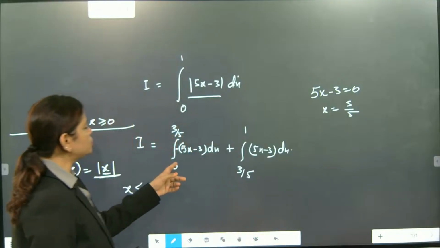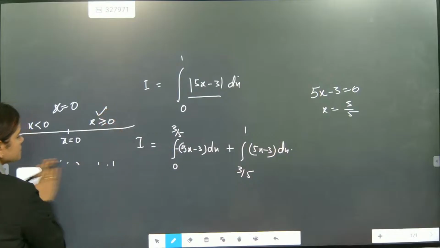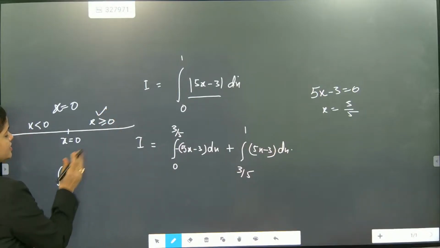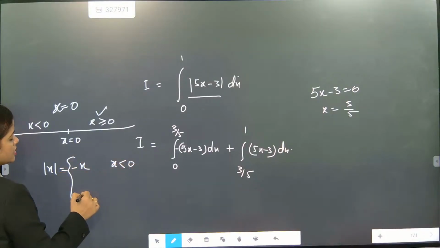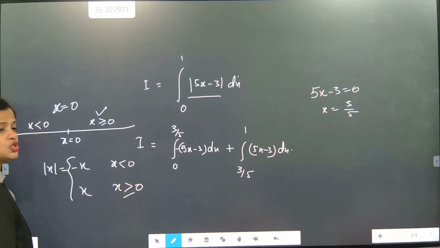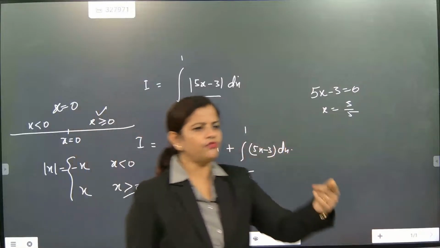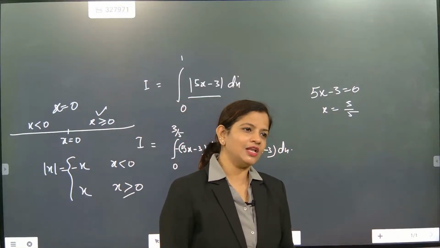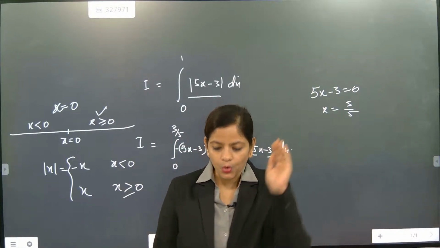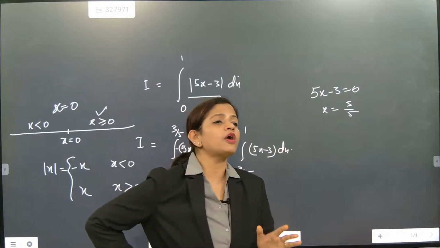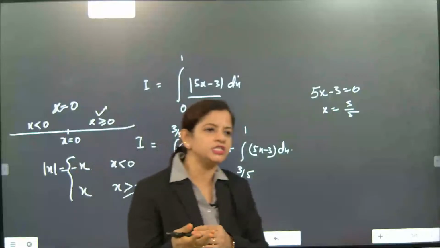Got it? So check this one out. For modulus of x, when x is less than 0, modulus of x becomes minus x. The same modulus becomes plus when x is positive. For a negative value of x inside the modulus, you get a positive value of y. For a positive value of x, you already get a positive value of y. So in both regions you get a positive value. Modulus always gives us a positive value.